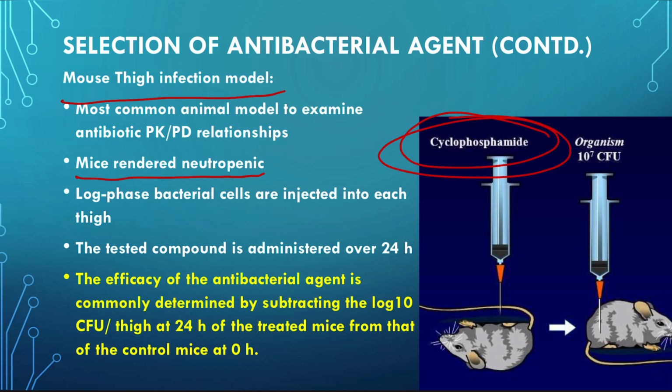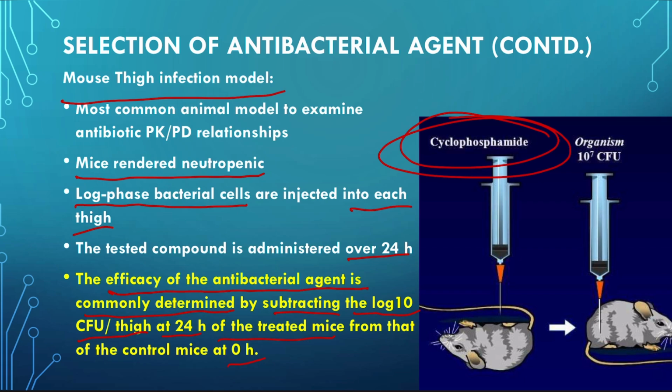Once the mice are rendered neutropenic, we inject log phase bacterial cells, that is bacterial cells in the log phase of the bacterial growth curve, into each thigh of the mice. Then the compound we want to test for antibacterial efficacy is administered over 24 hours, and the efficacy of the antibacterial agent is commonly determined by subtracting the log of CFU, that is colony forming units per thigh, at 24 hours of the treated mice, to the control mice at time 0 hours.